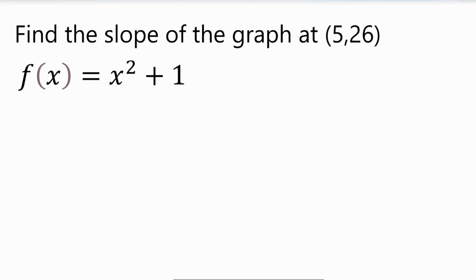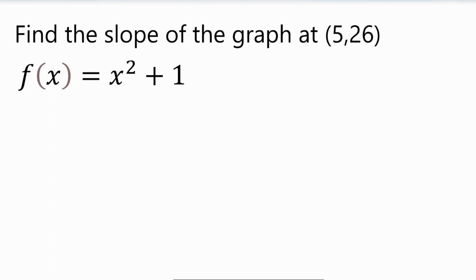So remember, since this graph is x squared, it looks like a parabola. It looks something like this. And the tangent line at any point on the graph is the exact slope of that point. So we're going to find the exact slope at x equals 5, okay?